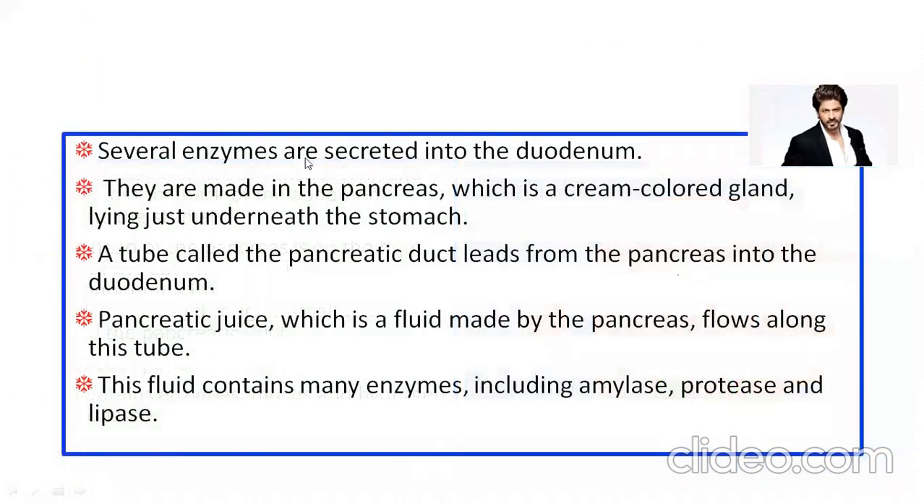Several enzymes are secreted into the duodenum. They are made by the pancreas, which is a cream-colored gland lying just underneath the stomach. A tube called the pancreatic duct leads from the pancreas into the duodenum. Pancreatic juice, which is a fluid made by the pancreas, flows along this tube. We discussed this already. This liquid contains many enzymes, including amylase, protease, and lipase.